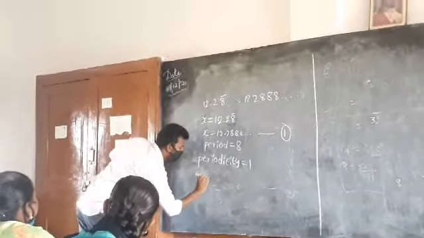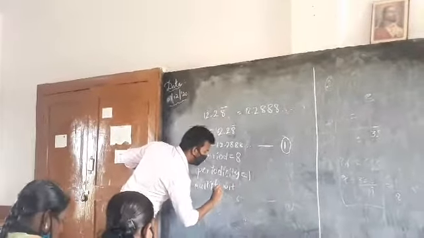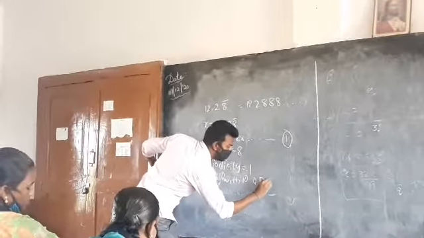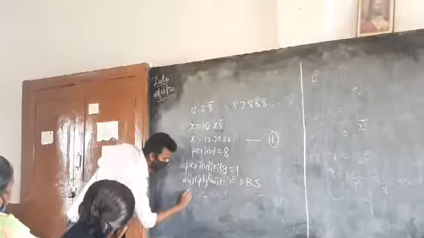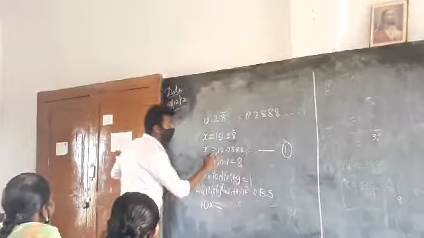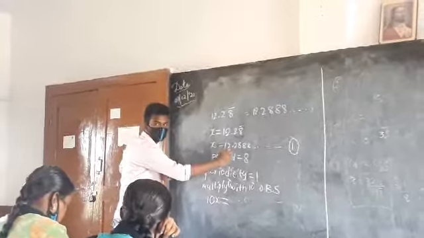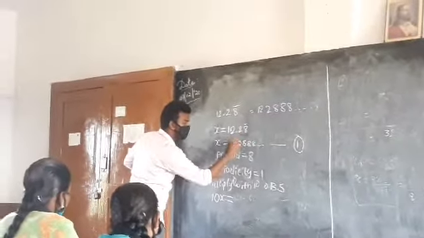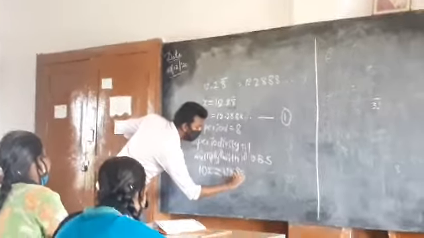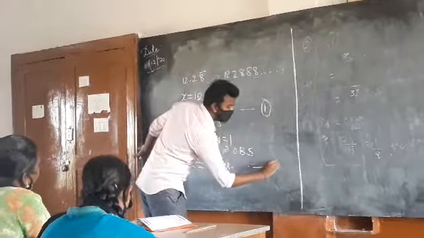So multiply equation 1 with 10 on both sides. That will be 10 into x, so 10x. Very good. 10 into 12.28, the decimal will be shifted towards the right side. That means 122.88. Very good. This will be equation 2.